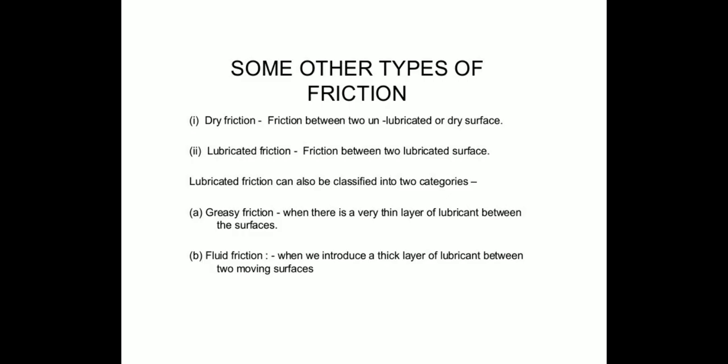Some other types of friction. Dry friction: friction between two unlubricated or dry surfaces is known as dry friction. Lubricated friction: friction between two lubricated surfaces is called lubricated friction. Lubricated friction is classified into two categories: greasy friction and fluid friction. When there is a very thin layer of lubrication between the surfaces, it is called greasy friction. When we introduce a thick layer of lubricant between two moving surfaces, it is called fluid friction.